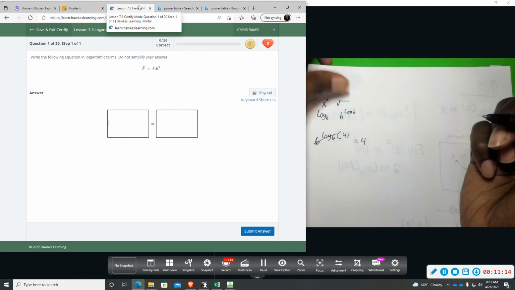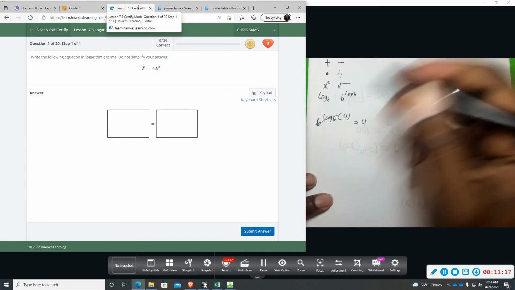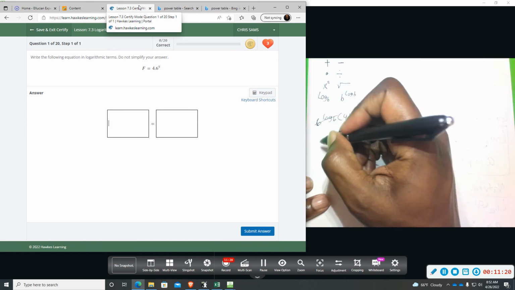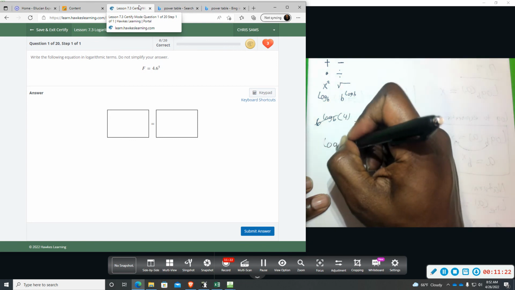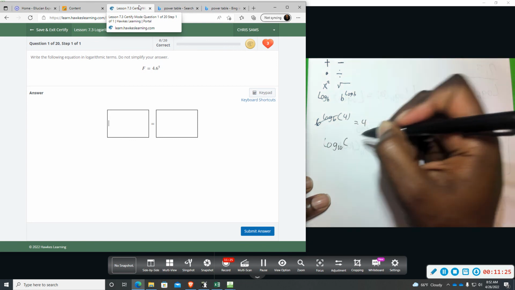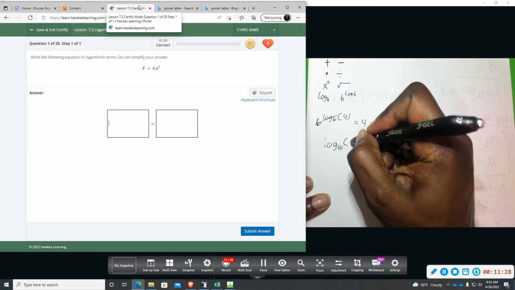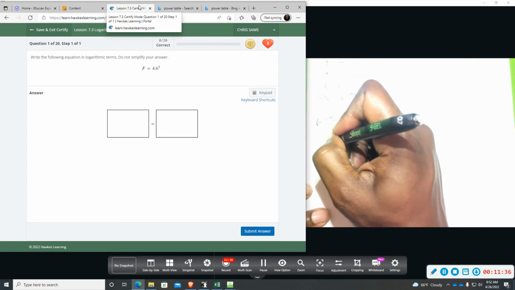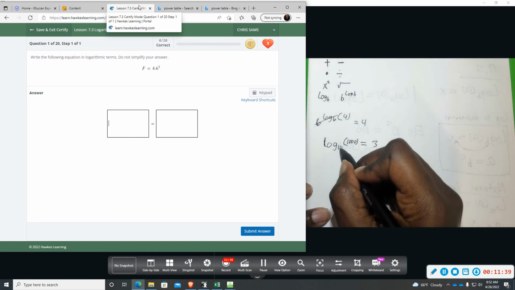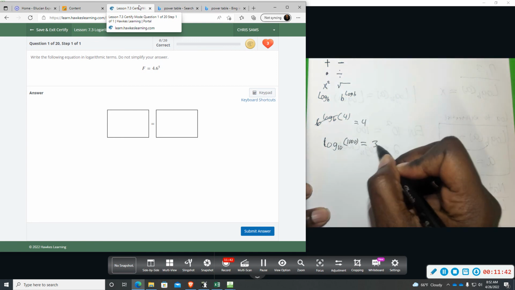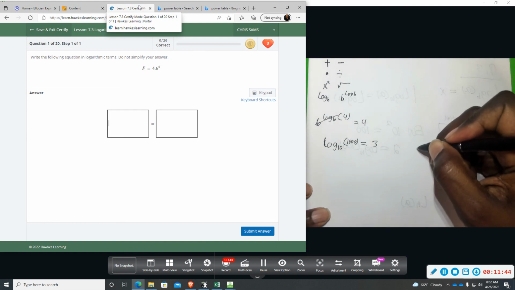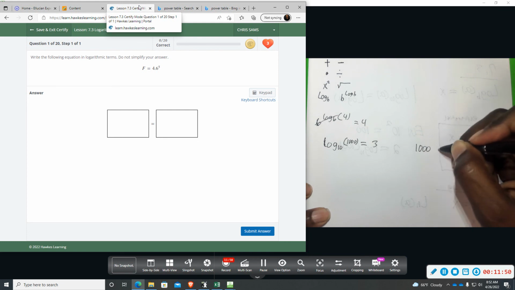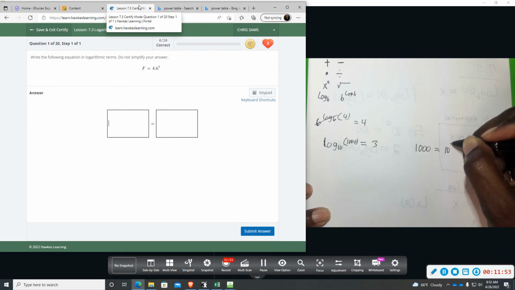How is that related to writing a log in exponential form? If you think about it, it cancels out. Let's say I have log base 10, and I'm evaluating that at, let's say, 1,000. That should be equal to 3. Remember how I was saying you just move the base over? Take this base, move it over, and then you have that answer. That would be the same thing as saying 1,000 equals 10 to the third power.